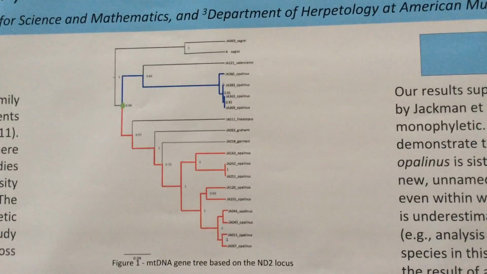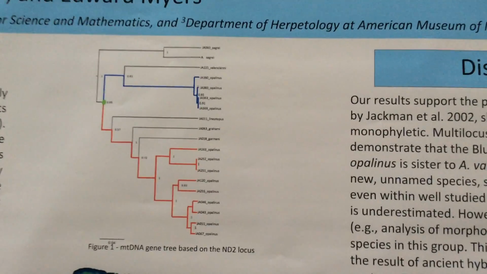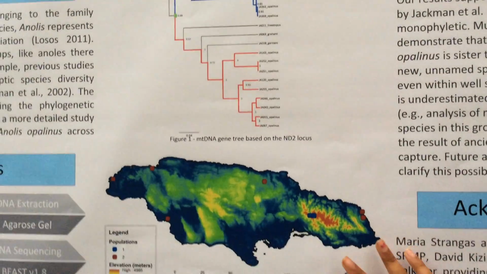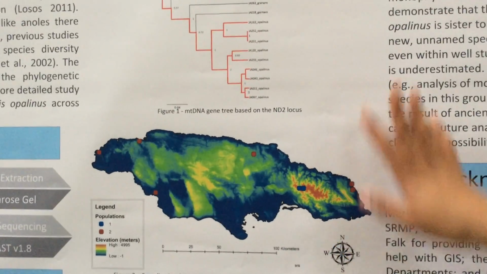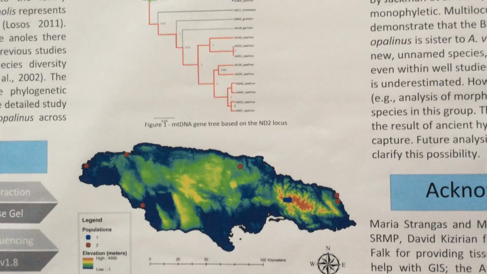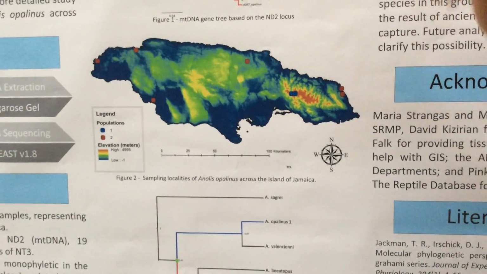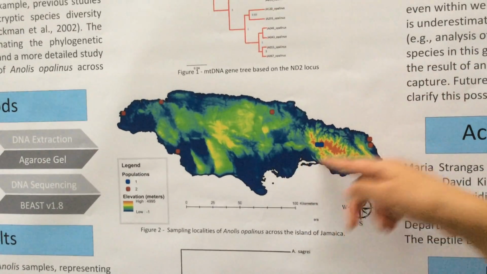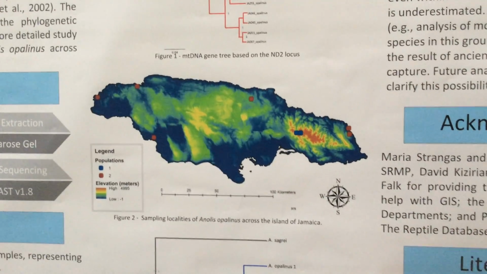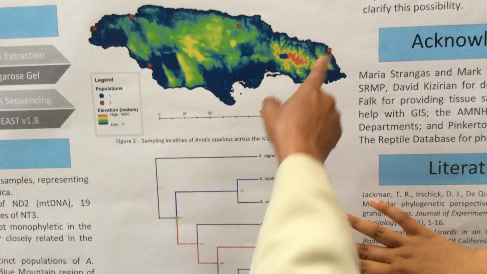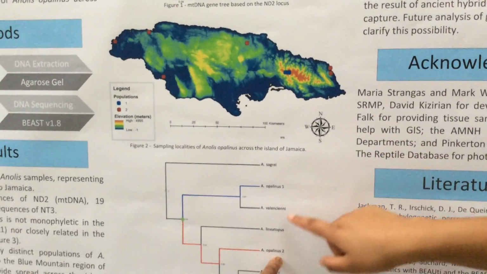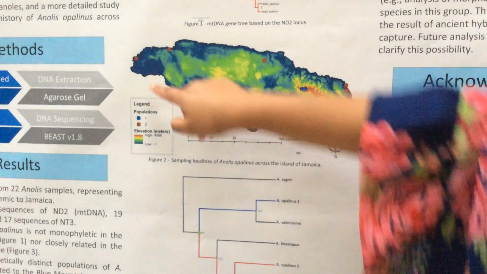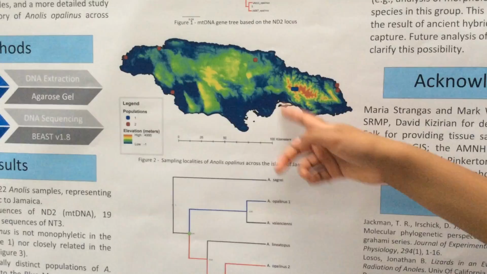So basically, we took our information and looked at a map of Jamaica, and we noticed that all of the Anolis ones, so this one, or the blue one from up there, are found in the Blue Mountains of Jamaica, but the red Anolis. Is it mapped that way? This is where the... Yeah, the red ones are these spots, and the blue ones are these spots.